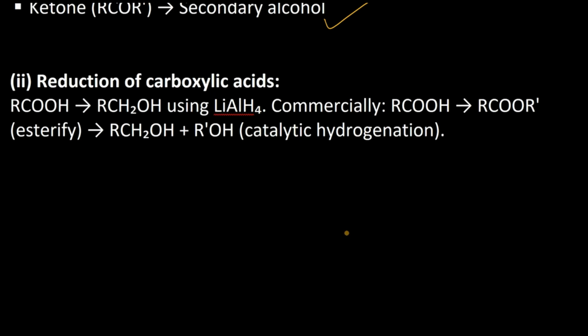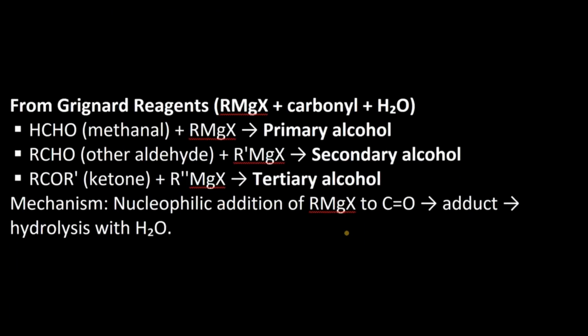Reduction of carboxylic acid: remember one thing, carboxylic acid will give you primary alcohols only upon reduction. Okay, commercially, carboxylic acid is converted to ester to produce these alcohols. That is, catalytic hydrogenation happens.